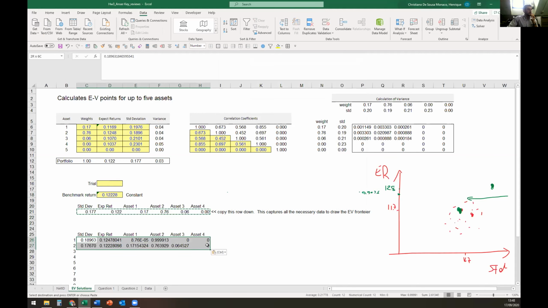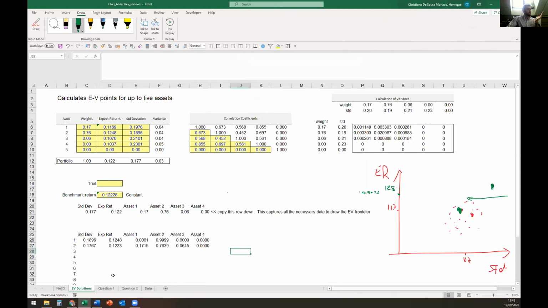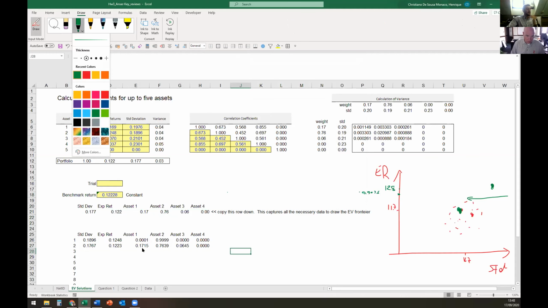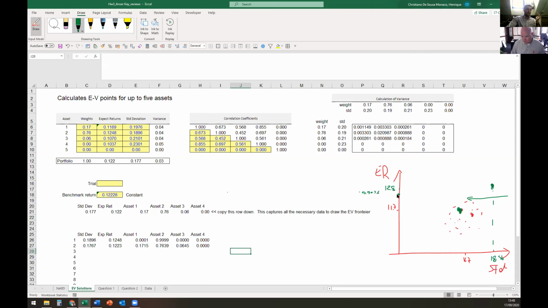Let me put that as numbers. It's saying here, for that level of benchmark, 12.23, the minimum variance that you can have is 17.67. So remember that was 18.96. So it's saying, if you want a little bit less of return, the minimum variance that we can have is this point over here, which is 17.67, right? So you would keep on doing that, on those increments that we said, until eventually, 0.0025, I'm gonna run solver again.